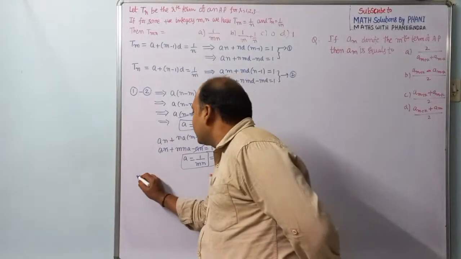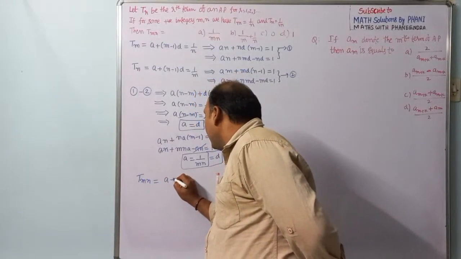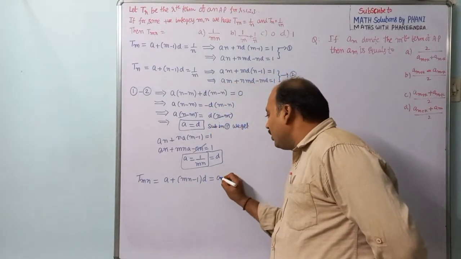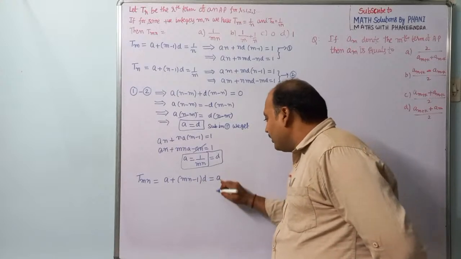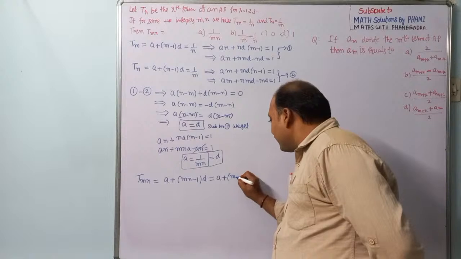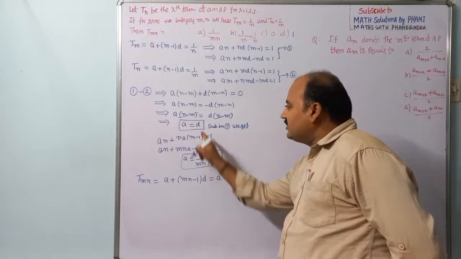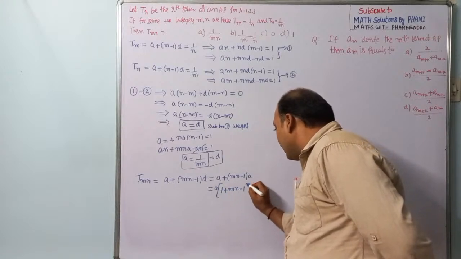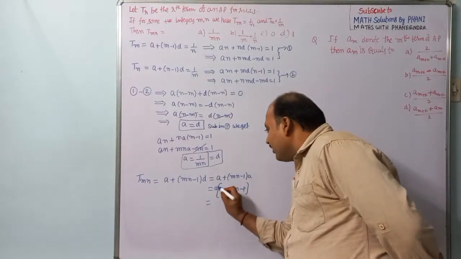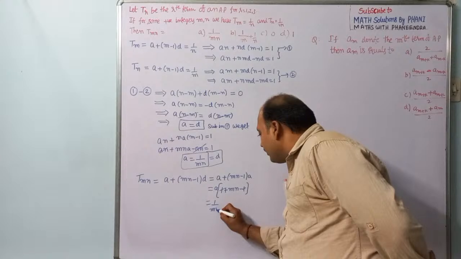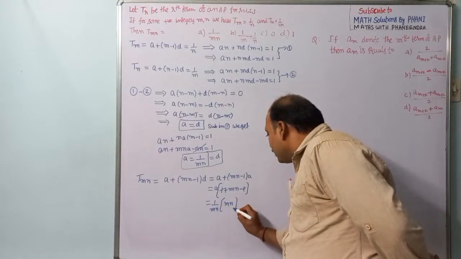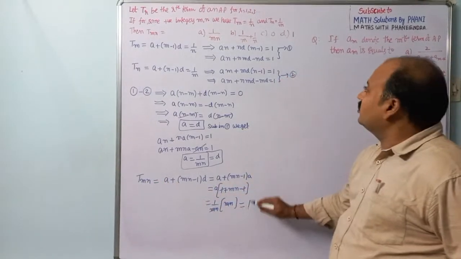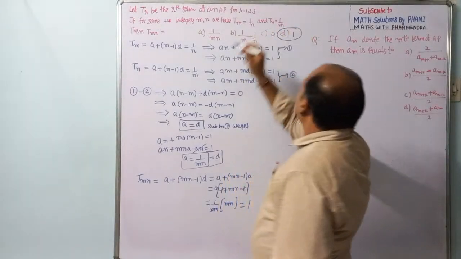After that, Tmn they are asking. Tmn equal to a plus mn minus 1 into d. Anyway, d and a both will be equal only, no? So a I am taking common. You can write like this: a plus mn minus 1 into a, since a is equal to d. So a take common. 1 plus mn minus 1, the plus 1 and minus 1 get cancelled. A value is what? 1 by mn into mn. So these two will be cancelled, which is equal to 1. Therefore, Tmn value equal to 1. It is there in the fourth option, dear students.